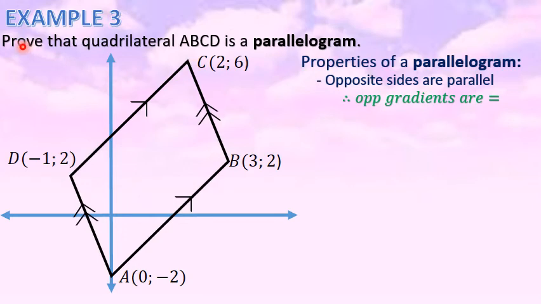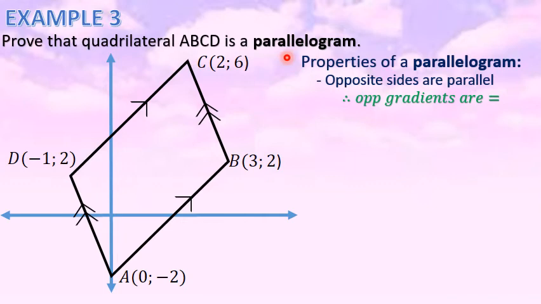So if you have to prove that this given quadrilateral is in fact a parallelogram, if you can show me that the gradient of BC is exactly the same as the gradient of AD, as well as DC having the exact same gradient as AB, then you've proven that the opposite sides are parallel. And so ABCD must be a parallelogram.